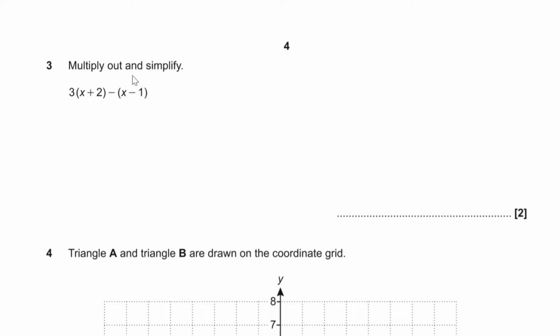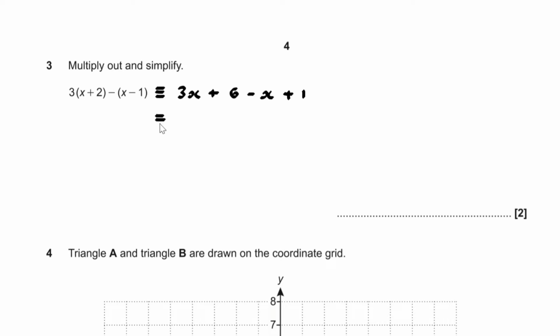Question number 3, we have to multiply out and simplify 3 multiplied by x plus 2, subtract x minus 1. Well, what this will be equivalent to is, well, we've got the 3 times by the x, 3x, 3 times by the 2, which is 6. Then we've got minus x. Then we've got minus negative 1, which is positive 1.